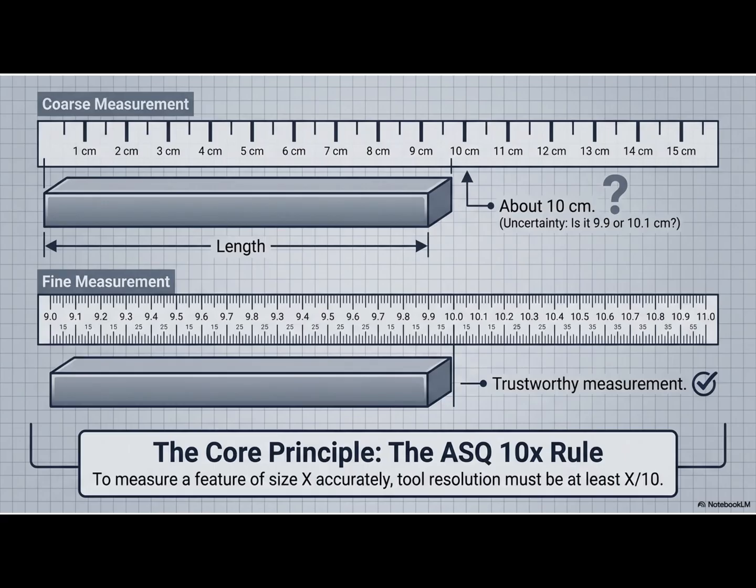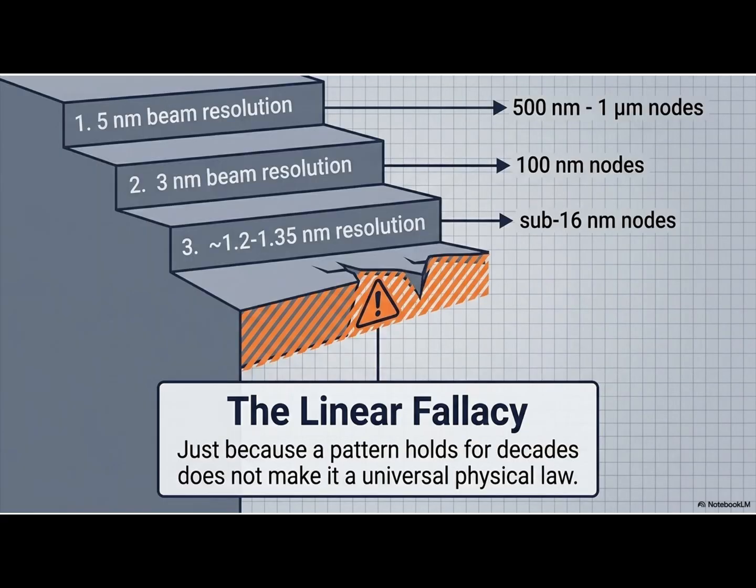It makes perfect sense in everyday examples. If you're measuring a 10-centimeter line with a ruler marked only in centimeters, you'll know it's about 10 centimeters, but you can't tell if it's 9.9 or 10.1 centimeters. Switch to a millimeter-marked ruler, 10x finer, and suddenly your measurement becomes trustworthy. In SEM history, this rule seemed to apply fairly well.